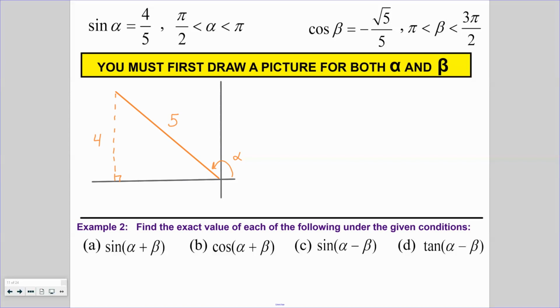One more thing we're going to fill out for the diagram is that x component. If you remember back to geometry, those Pythagorean triples make your life a little bit easier. 3, 4, 5 is a Pythagorean triple. It's -3 because we're sitting in the second quadrant. X values in the second quadrant are going to be negative.